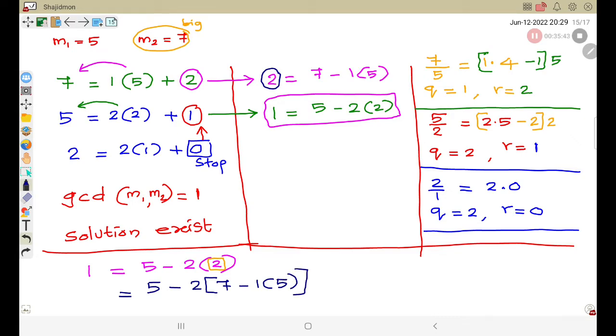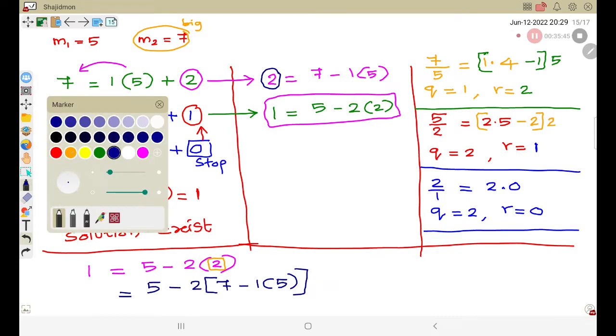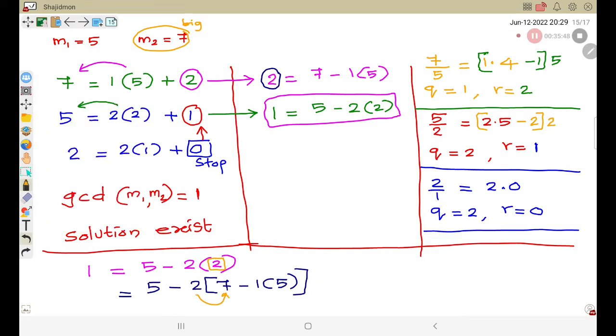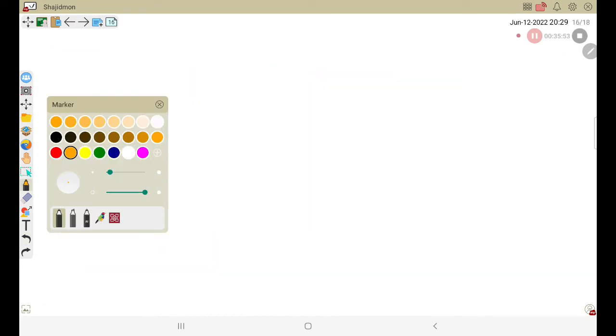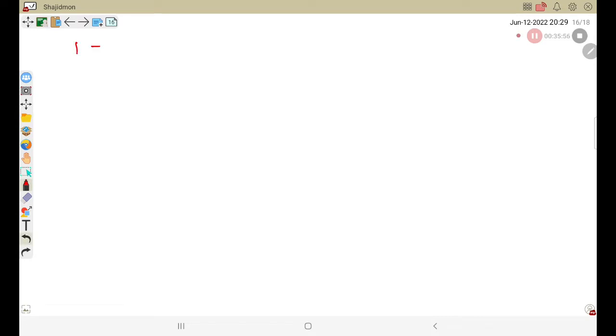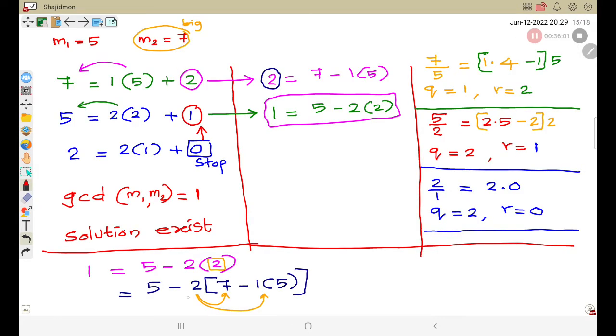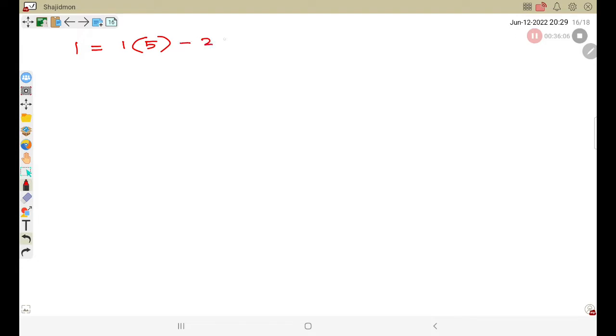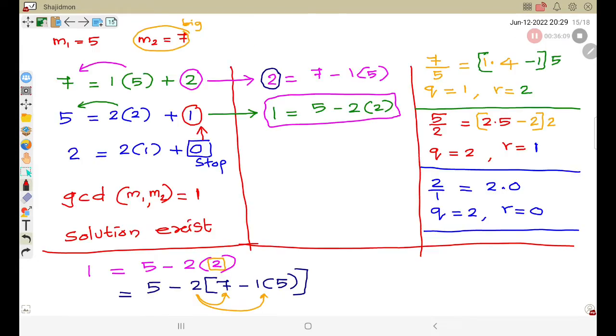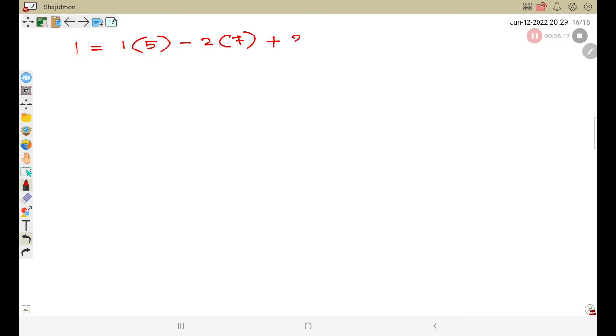Okay, now expand the bracket and simplify. We need to expand here 2 to 7 and 2 to here. So 5 first. 5 means, what is the meaning of 5? 1 multiply 5, correct? So 5 means 1 multiply 5. You remember last section, I hope. Now 2 multiply 7 minus, plus 2 multiply 1 multiply 5, correct, plus 2 multiply 5. I hope you understood.